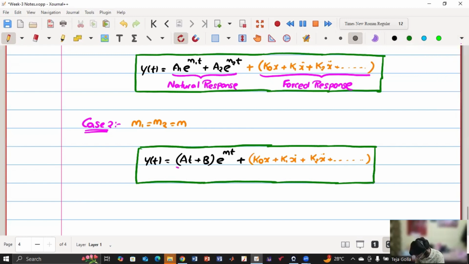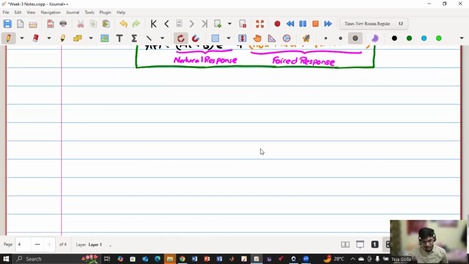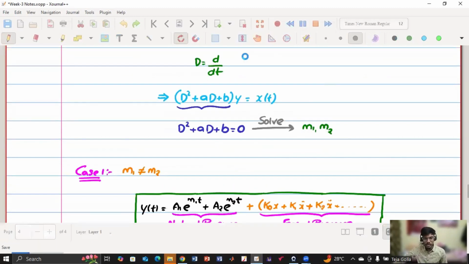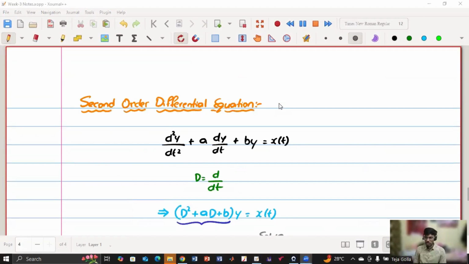So again, this is the natural response. The only difference is the term that is going to change. From first order to second order, here we have one more term because it is second order, and the forced response remains the same for any order. Only the natural response terms will change, and that depends upon whether the roots are equal or different. So any query until this point before we go for nth order? Now we'll generalize for nth order and then we'll start solving problems.